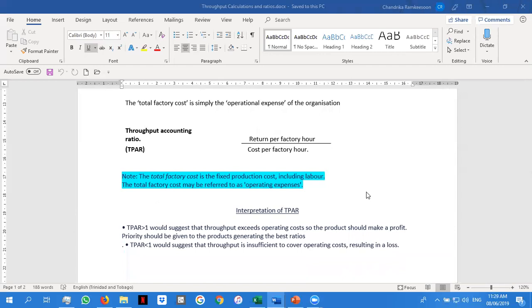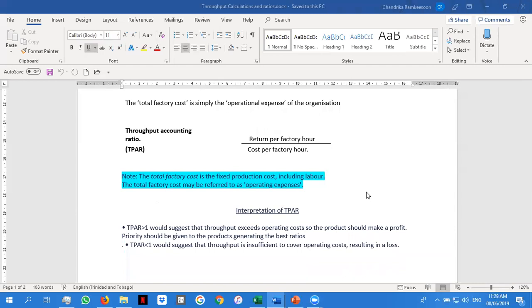Now, again, you will see this when we do calculations in a couple of minutes. Why this is so, what we are going to read now. You need to know how to interpret the throughput accounting ratio. The examiner will ask you not simply to calculate it, or what does it mean.